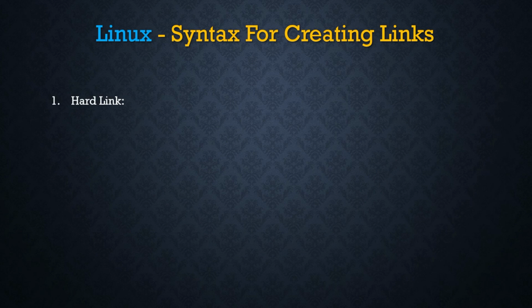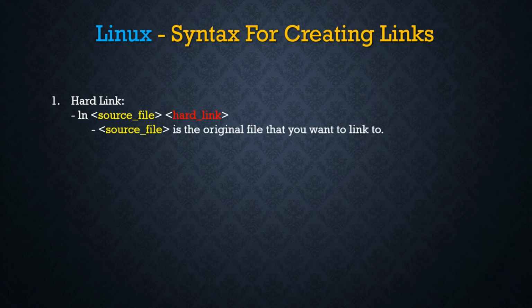Let's talk about hard links. This is the basic syntax of creating a hard link. First, you have to type ln, and then you type the source file for which you want to create a hard link, and then you give a hard link name. It depends on you what name you give it. The source file is the original file that you want to link to, and the hard link is the new file for the hard link.